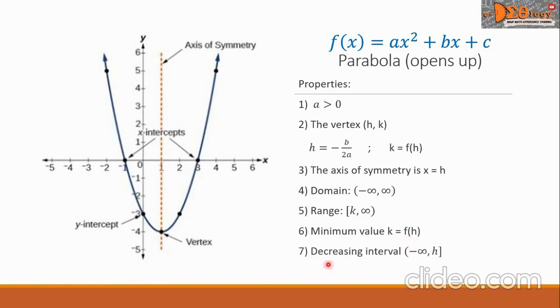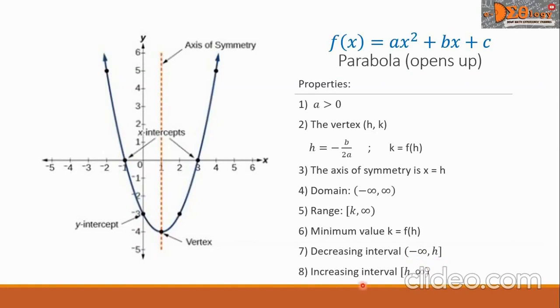Number 7, decreasing interval. A parabola has a decreasing interval, and later on we will have increasing interval. If you're going to read the parabola from left going right, the decreasing interval is the left side of this parabola with respect to the line of symmetry. So we can write the interval to be negative infinity, comma, h. And we use the square bracket.